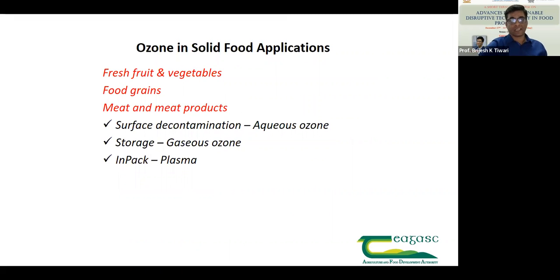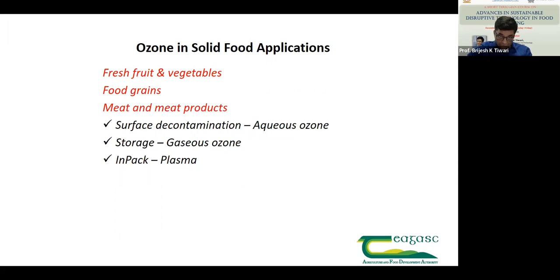As far as applications are concerned, it's again fresh fruits and vegetables, very similar to plasma, food grains, meat and meat products. Again, there are a lot of issues when it is used with meat, especially oxidation of surfaces. It can also cause oxidation of cholesterol to convert into dehydroxy cholesterol, which may have more carcinogenic properties. Surface decontamination is possible by aqueous ozone. When we say aqueous ozone, it's ozone present in the water, very similar to plasma activated water, that is plasma in the water.